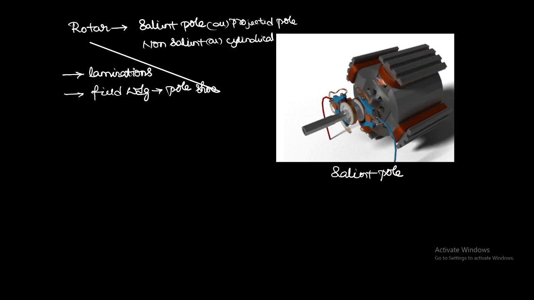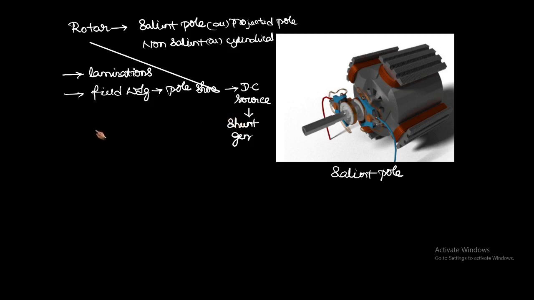Okay, so this field winding is excited by an external DC source. The DC source may be a shunt motor or shunt generator, used for the excitation of the field winding of the alternator. That is acting like a DC source.